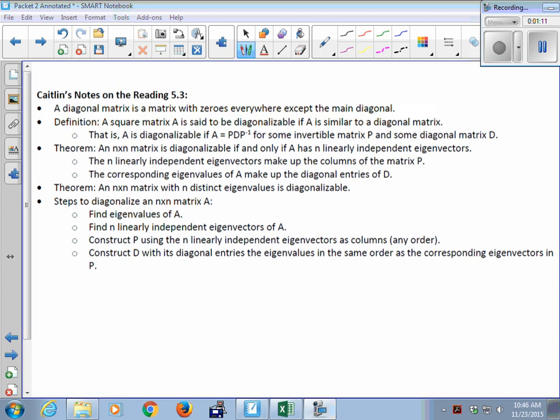All right, so here's an important theorem. An n by n matrix is diagonalizable if and only if A has n linearly independent eigenvectors. Those n linearly independent eigenvectors make up the columns of P, and the corresponding eigenvalues of A make up the diagonal entries of D. So this is how you can diagonalize a matrix. You find its eigenvalues and its corresponding eigenvectors, and that's how you build your D and your P.